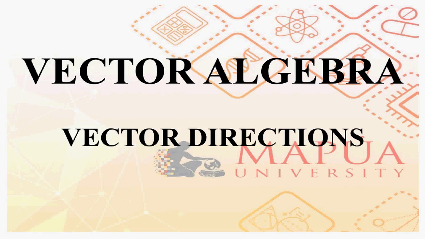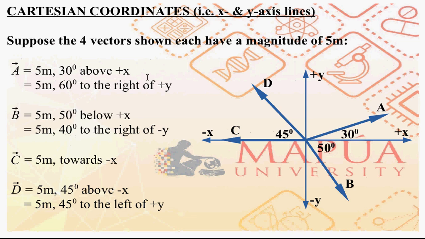So let's now move on to the next part of our discussion on vector algebra, vector directions. As mentioned in the previous video, it's very important that you take into account the direction of vectors whenever you do vector analysis. Thus, it's important for you to be able to tell or describe the direction of a vector. Now, we can describe the direction of vectors in many ways. We'll cover the more common ones in this video, particularly applicable for one-dimensional and two-dimensional vectors.